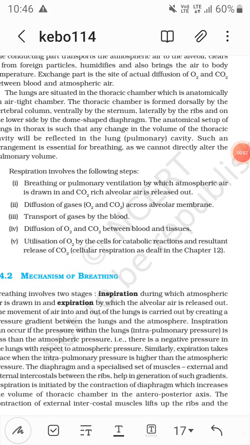Respiration involves the following steps: first, breathing or pulmonary ventilation, by which atmospheric air is drawn in and CO2-rich alveolar air is released out. Second, diffusion of gases, O2 and CO2, across the alveolar membrane. Third, transport of gases by the blood. Fourth is diffusion of O2 and CO2 between blood and tissues. And fifth is utilization of O2 by the cells for catabolic reactions and the resulting release of CO2, that is cellular respiration.